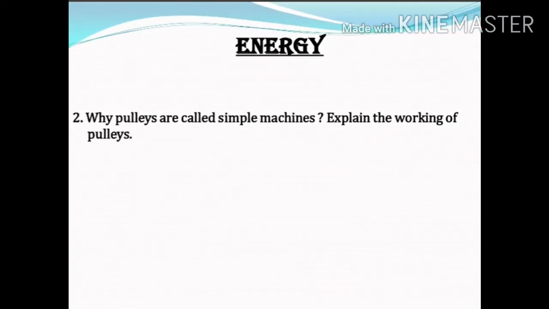Question number 2. Why pulleys are called simple machines? And explain the working of pulleys. Answer. Pulleys are called simple machines because they help us to do the work more easily. The purpose of a pulley system is to move a heavy object with less effort.